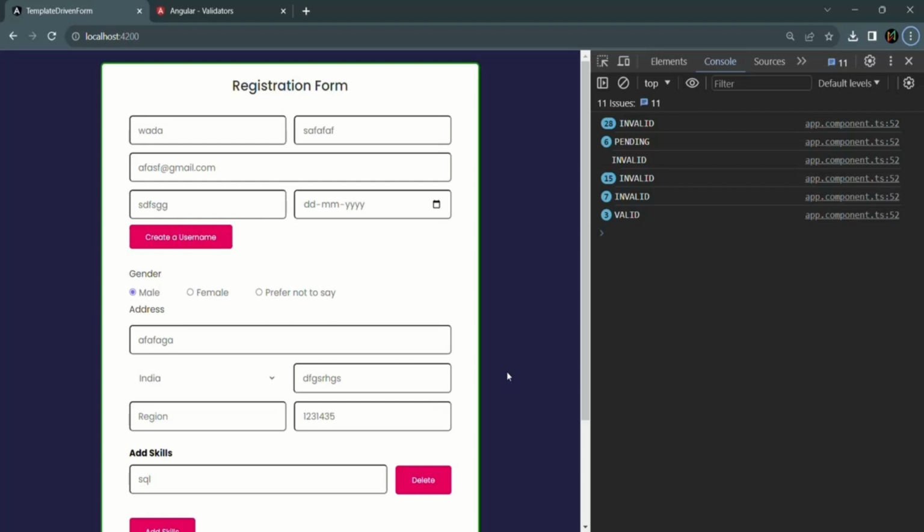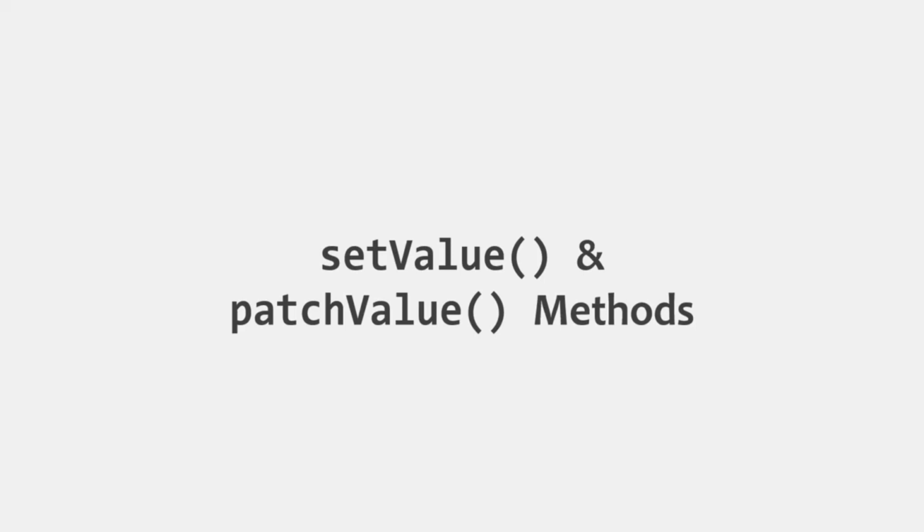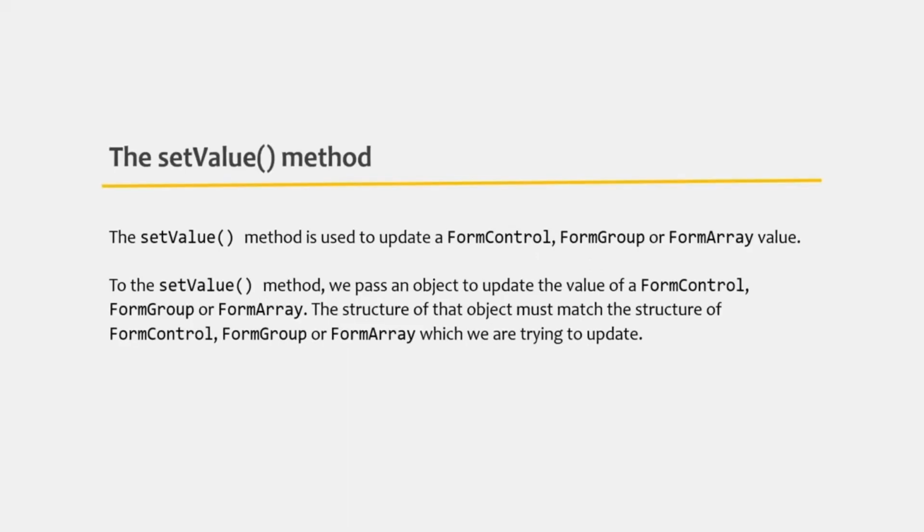In this lecture, we are going to learn about setValue and patchValue method in a reactive form. Using setValue and patchValue method on a reactive form is very similar to how we use it on a template-driven form. The setValue method is used to update a form control, form group, or form array value. Now, when we use setValue method, we need to pass an object to the setValue method, and the structure of that object must match the value property of the form control, form group, or form array which we are trying to update. Let's understand this with an example.